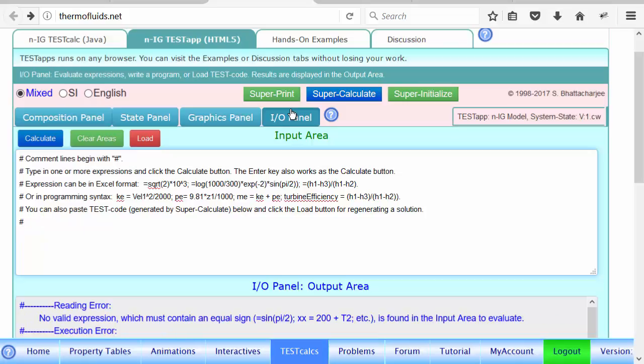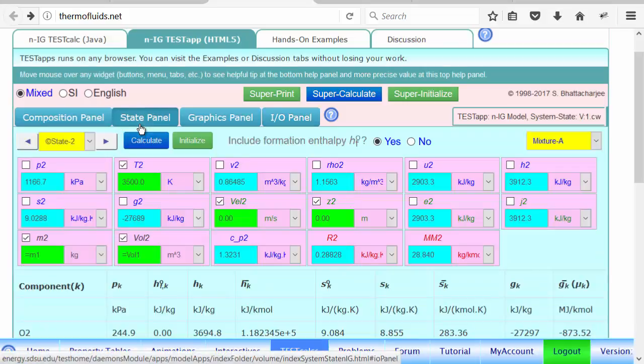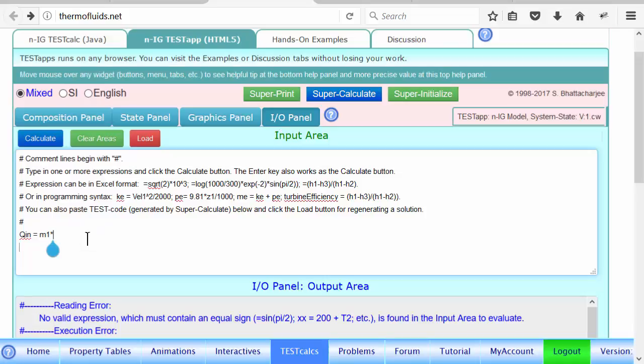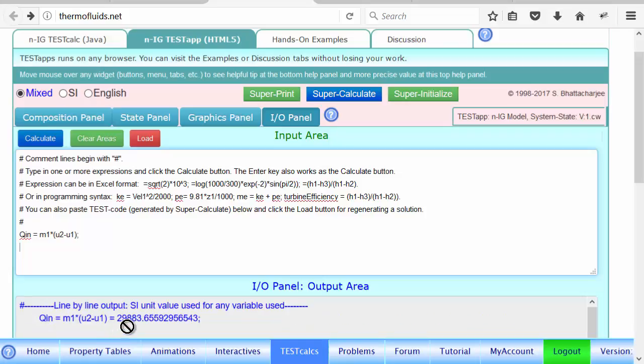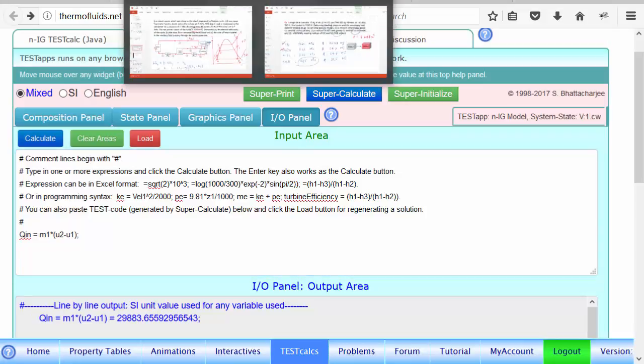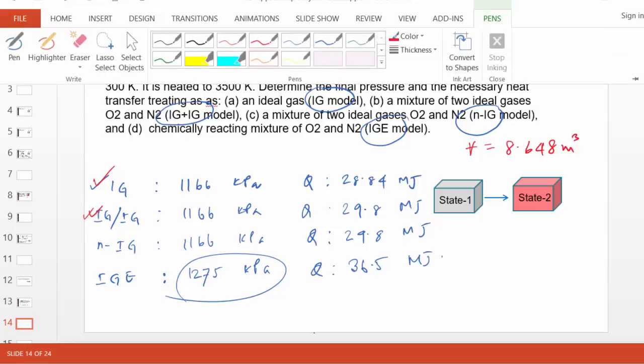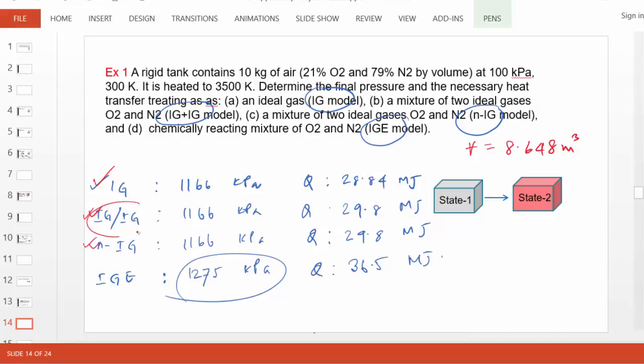Oops. Q in equals M1. Oh, just 1 second. Did we adjust the mass? Did we write down the mass correctly? Yep. So Q in is mass, 10 kg, times U2 minus U1. So it's 29.88, exactly what we got for the IG model. So these two models have to agree, because essentially this is a binary mixture and this is a general mixture, but they cannot produce different answers.